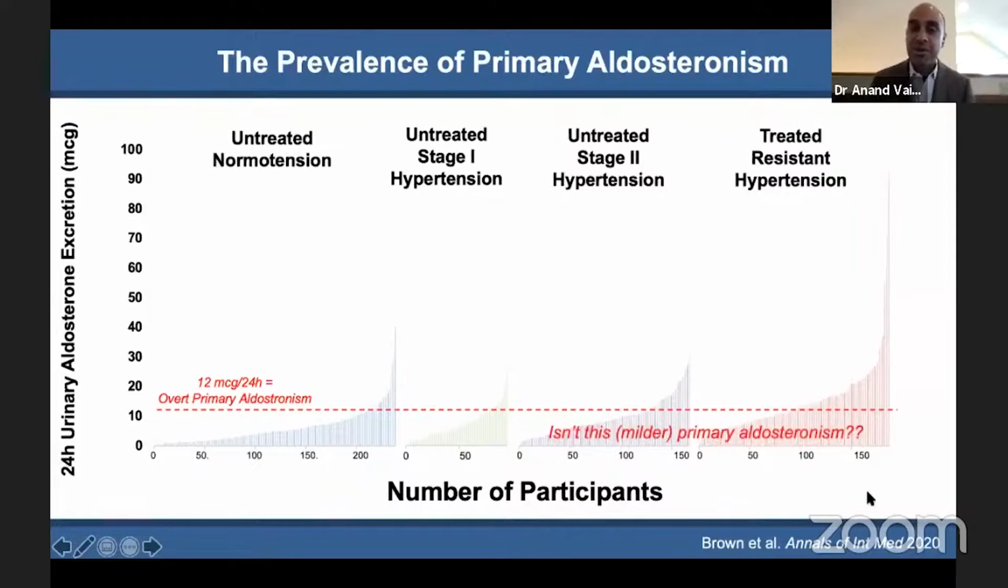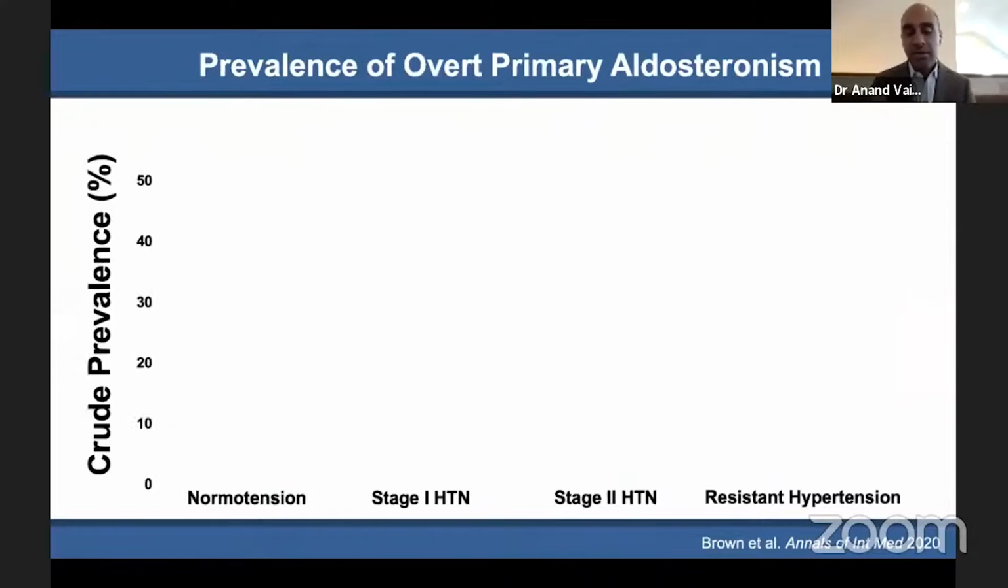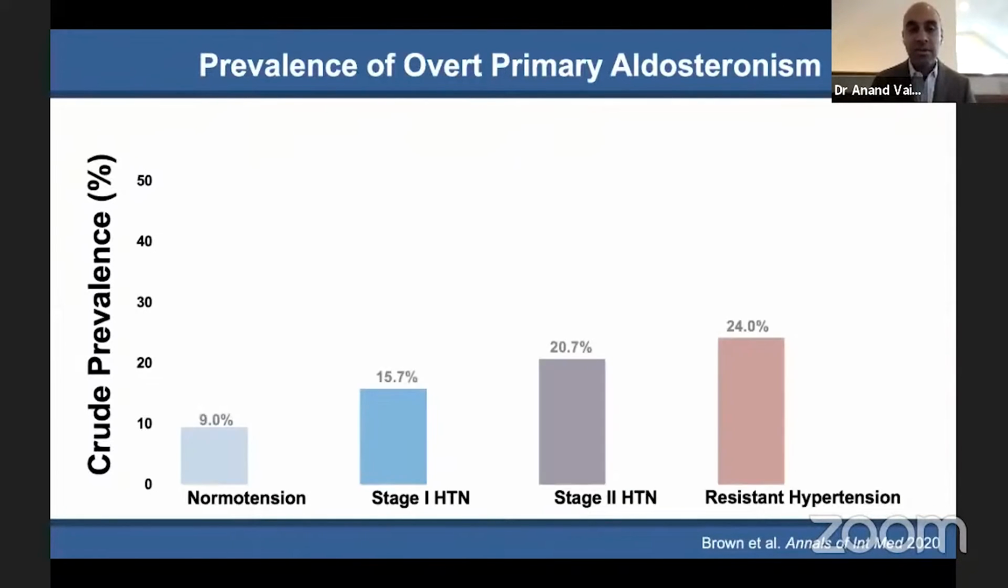They also have primary aldosteronism. It is only milder. And so if you use these definitions, you can come up with prevalence estimates, but you can change these prevalence estimates very easily by changing the definition. If you used 12 micrograms, you would find that 9% of normotensives, 15 to 20% of hypertensives, and up to a quarter of all resistant hypertensives have primary aldosteronism.